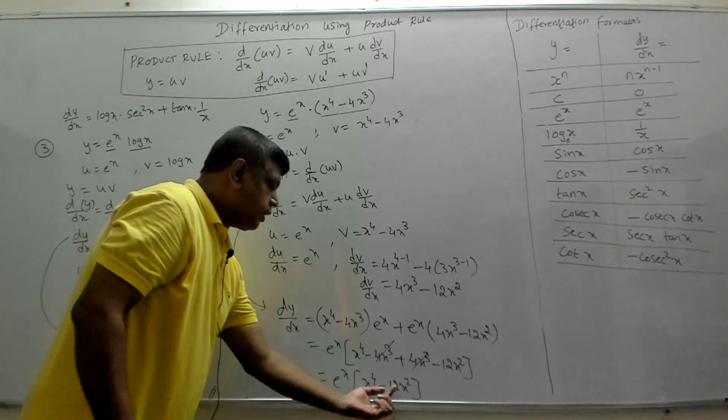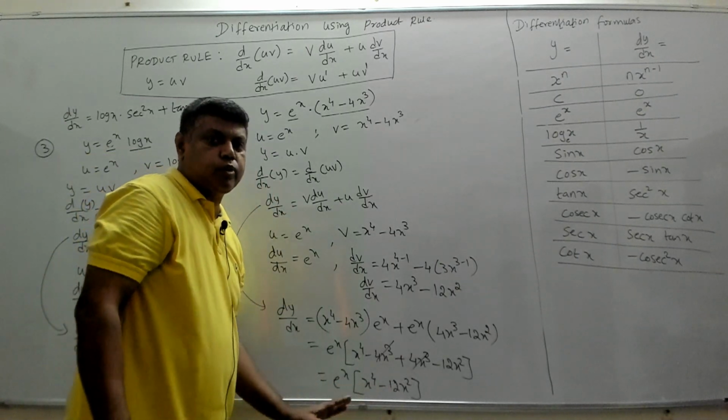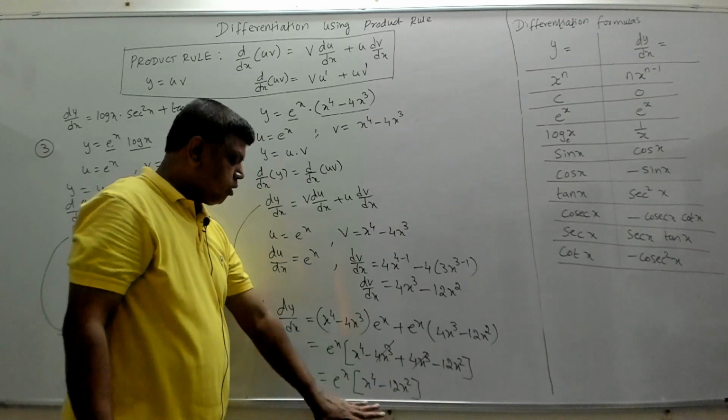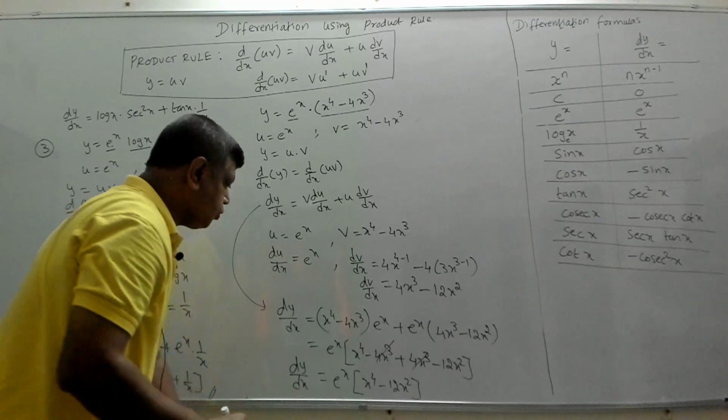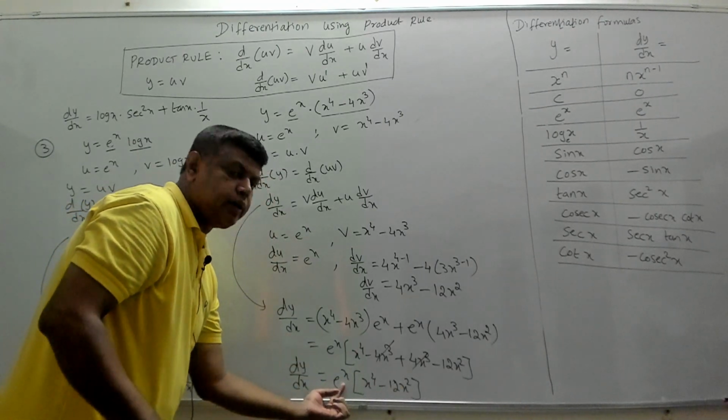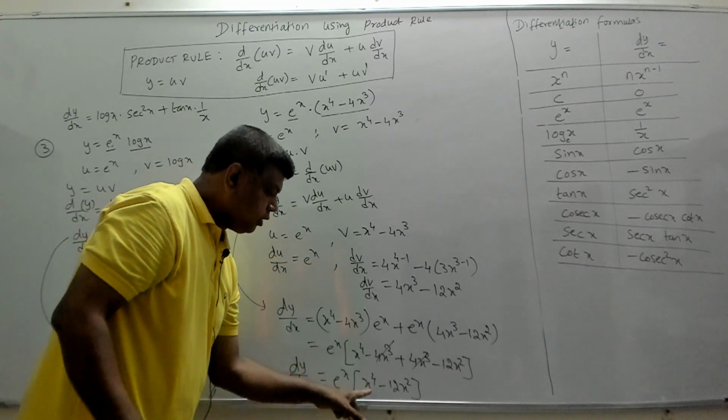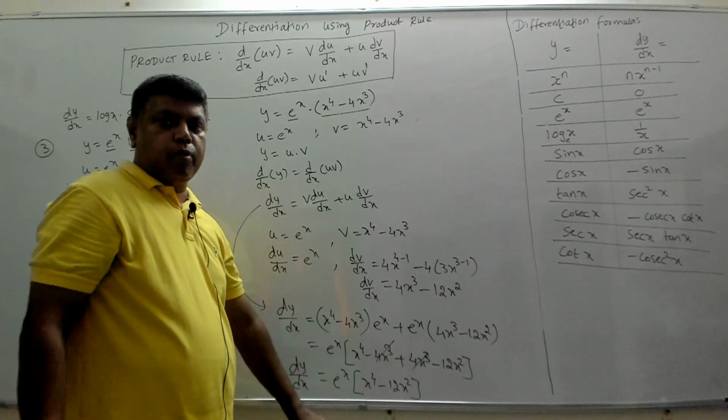If you want, again we can take x square also common and write it as e power x into x square minus 12, or we can stop here. Doesn't matter. So this is your dy by dx.